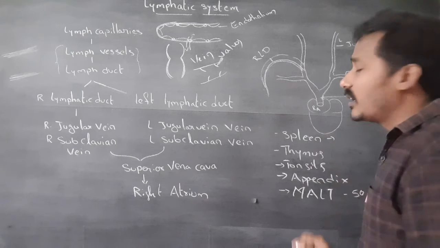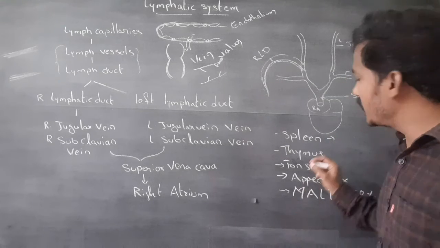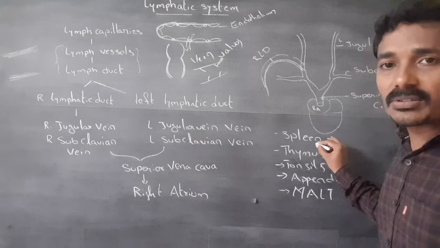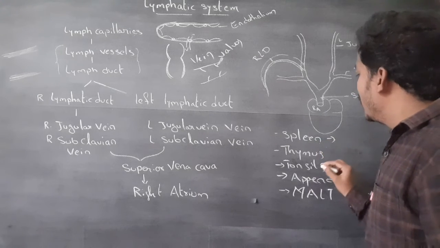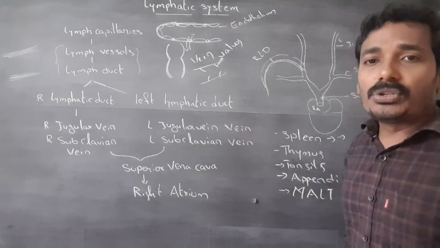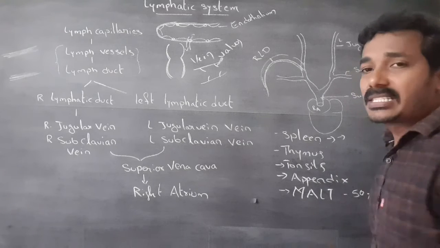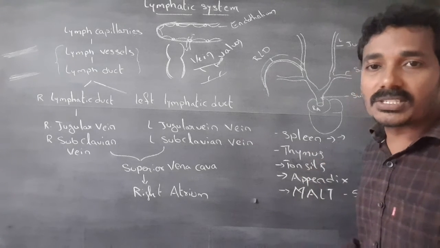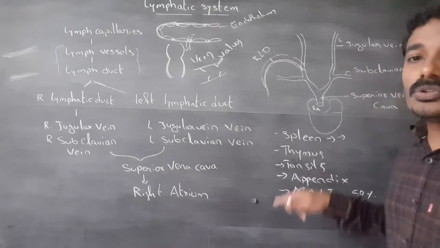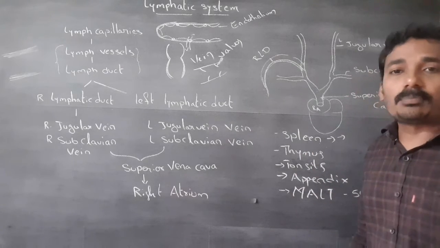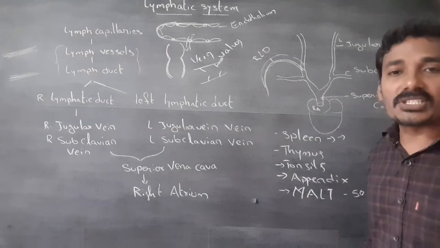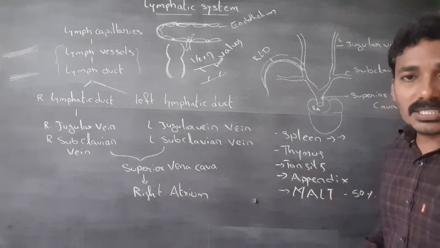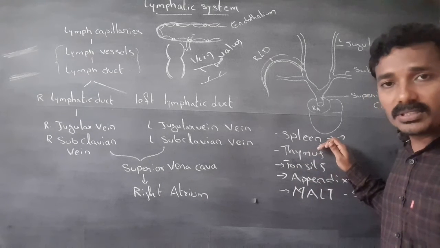Spleen is the largest lymphoid organ. It produces blood cells up to the 5th month of the gestation period. It is also a reservoir of blood cells.